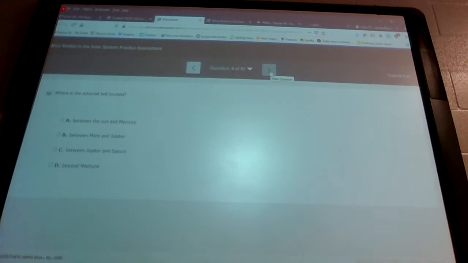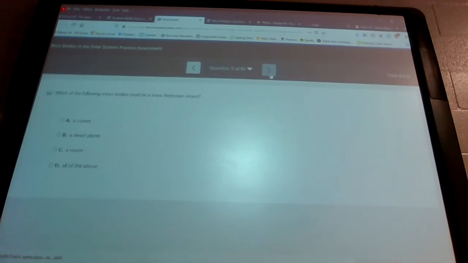Where is the asteroid belt located? Between Mars and Jupiter. Remember the difference between a meteoroid, a meteor, and a meteorite. A meteoroid is in space. A meteor is when it's coming down through the atmosphere, and a meteorite is when it hits the ground on Earth.